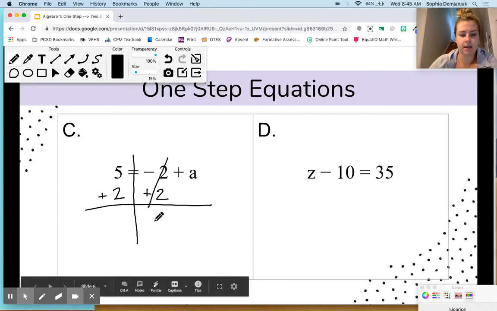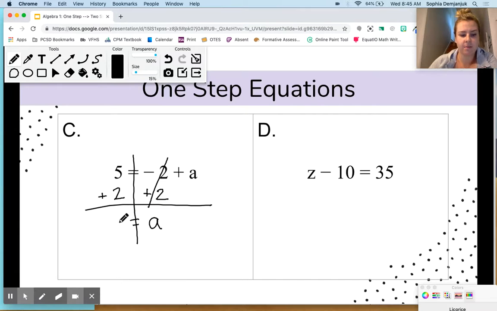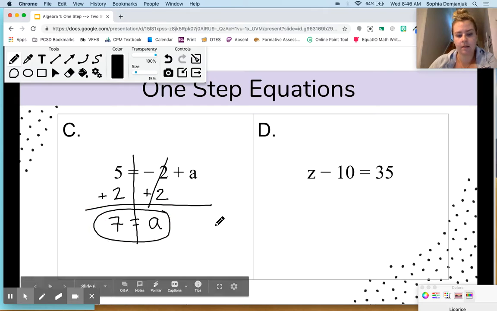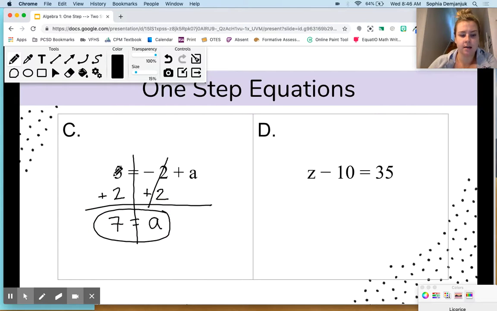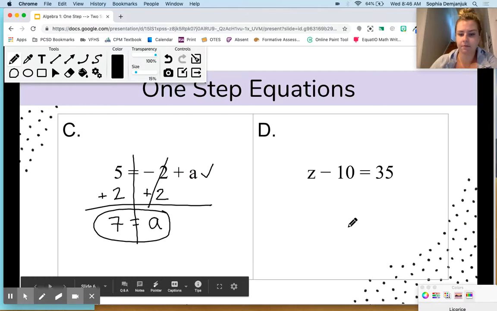Negative 2 plus 2 cancels out. We're left with just a on the right-hand side. 5 plus 2 on the left gives me 7. And remember, you can always go back up and check: 5 equals negative 2 plus 7. Negative 2 plus 7 does equal 5.